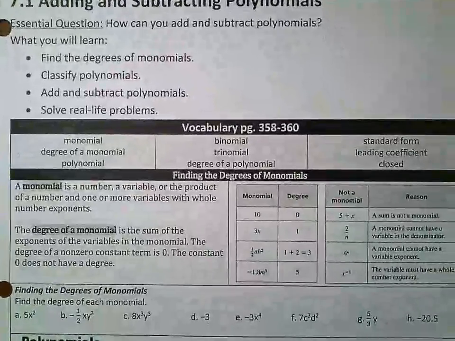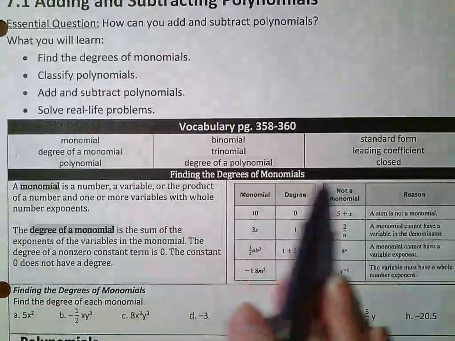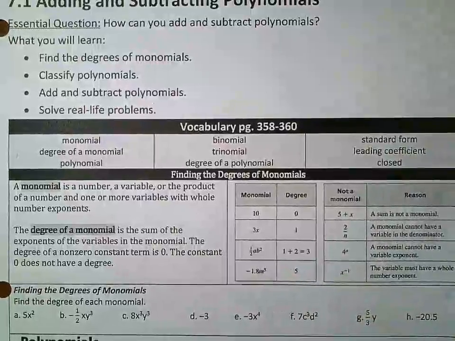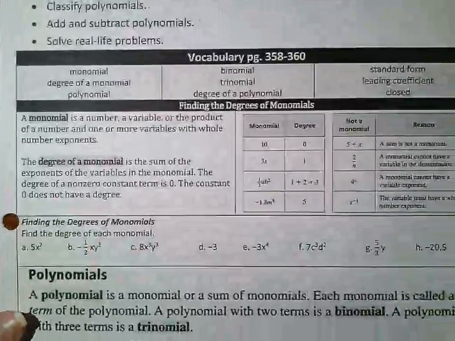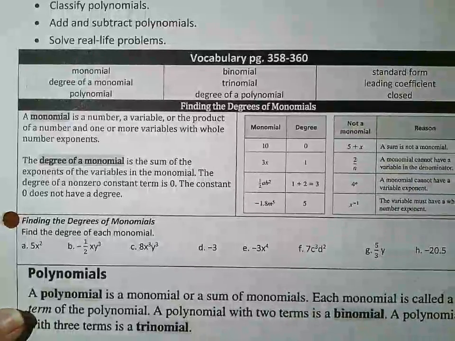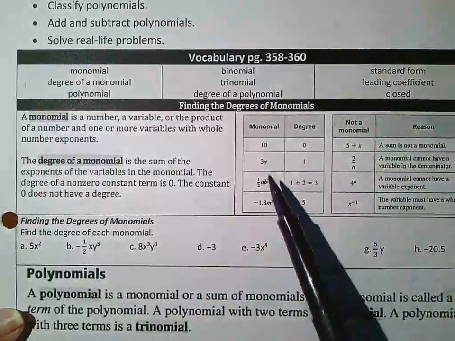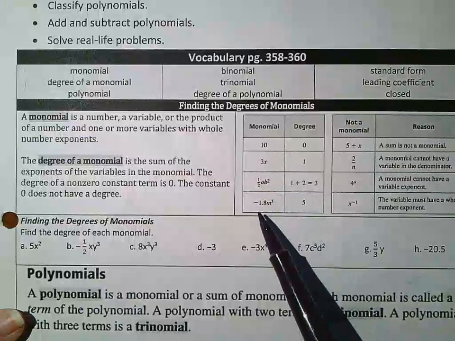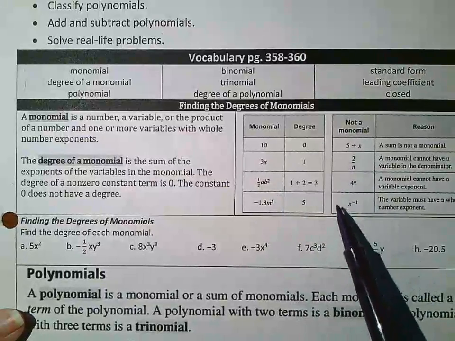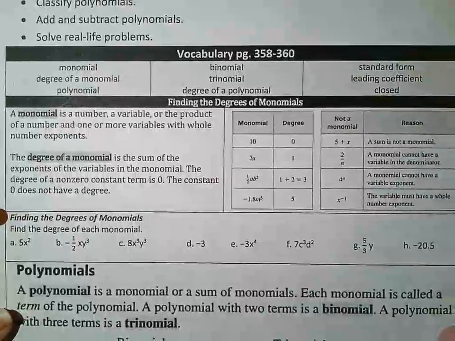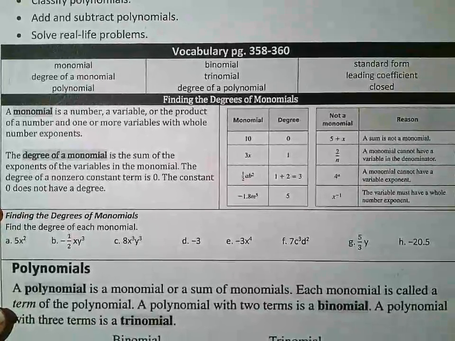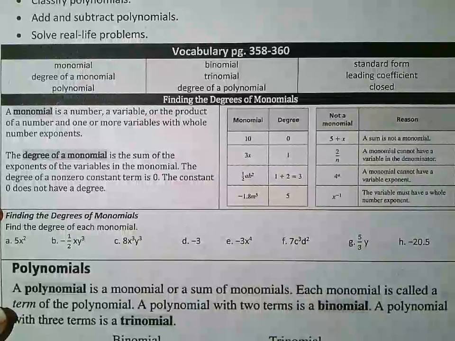Now, this is the start of a unit, so you can see there's a lot of new vocabulary, and we're going to go through that. So a monomial is a number or variable or product of a number and one or more variables with whole number exponents. So these are some of the examples of what a monomial can look like. And this is what not a monomial looks like. So when I say not a monomial, I mean not a single term. A degree of a monomial is the sum of the exponents of the variables of that monomial.